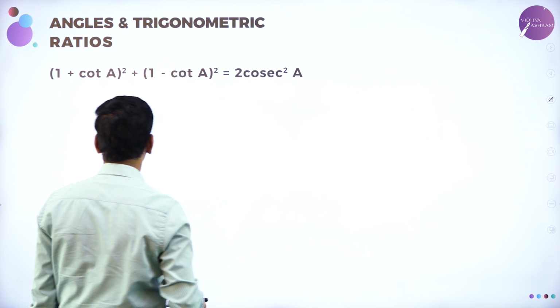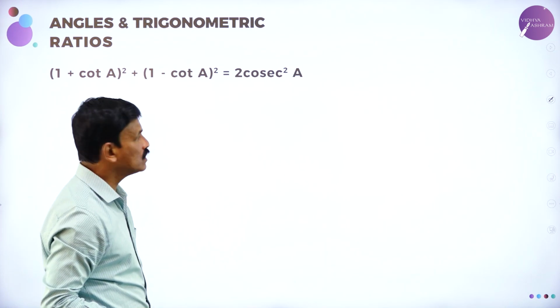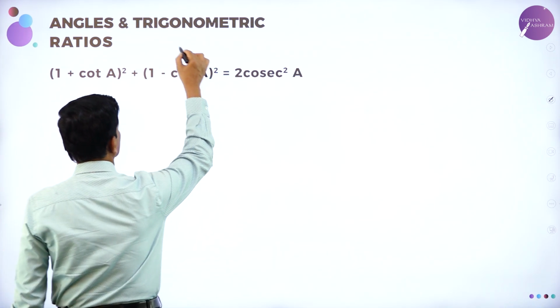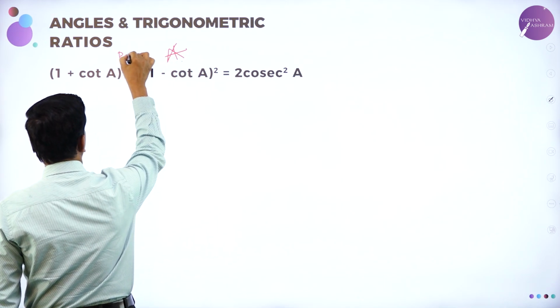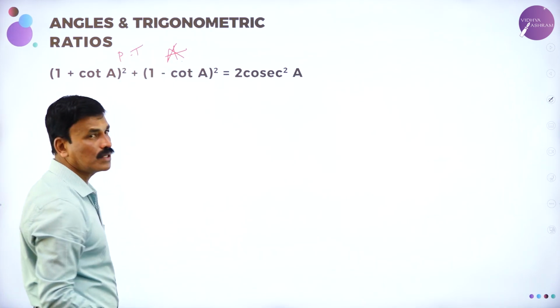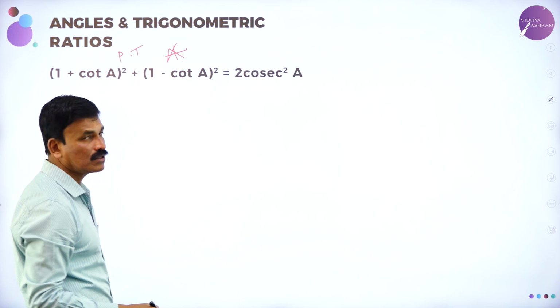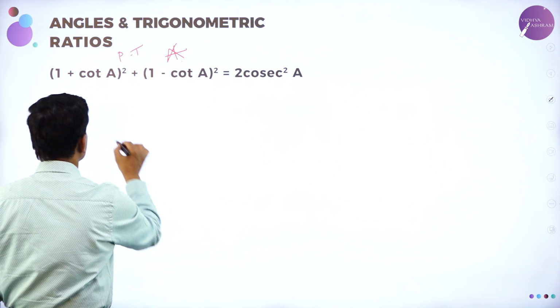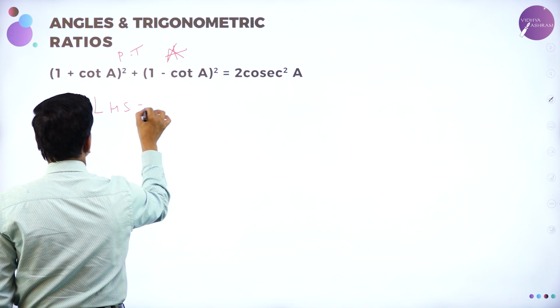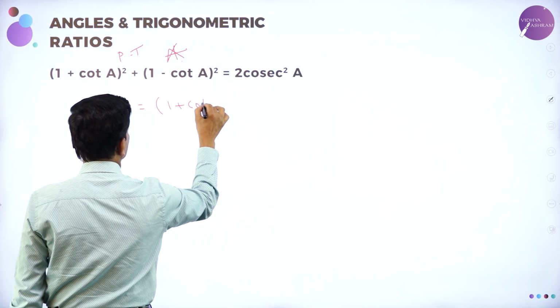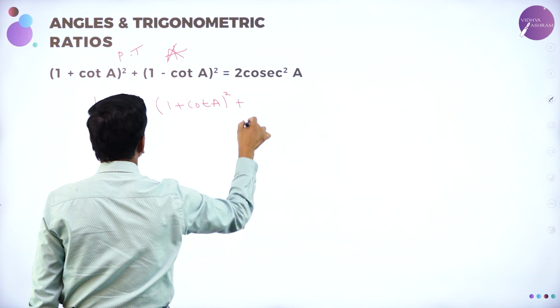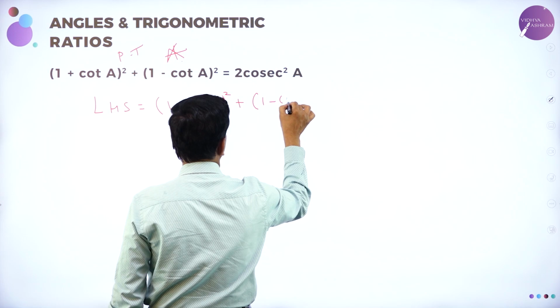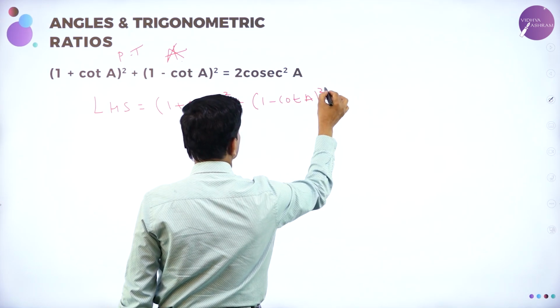Prove that 1 plus cot A whole square plus 1 minus cot A whole square is equal to 2 cosecant square A. This is also a very important problem. To prove that 1 plus cot A whole square plus 1 minus cot A whole square is equal to 2 cosecant square A, take LHS. What is LHS?